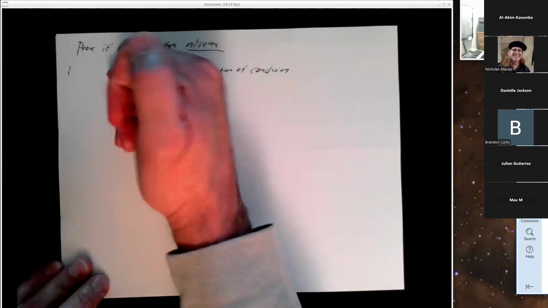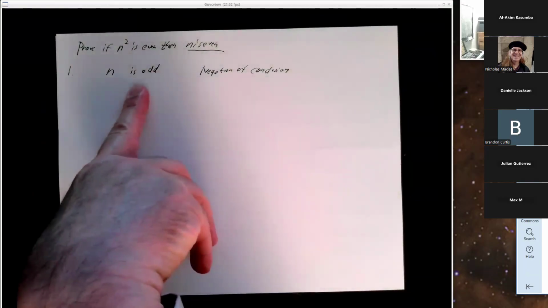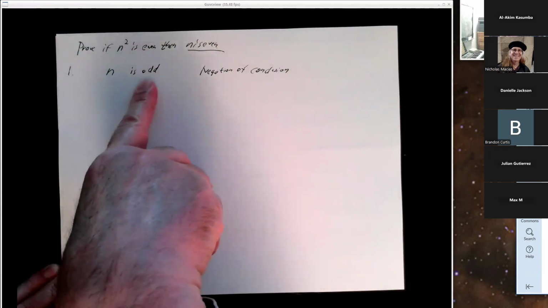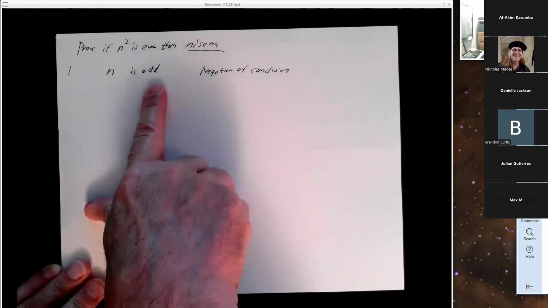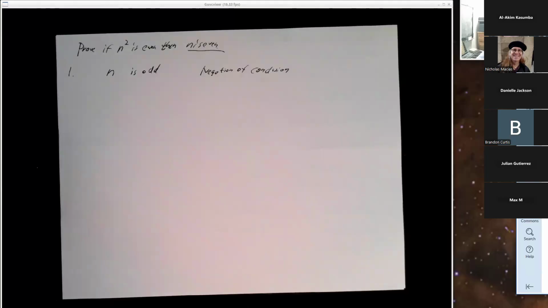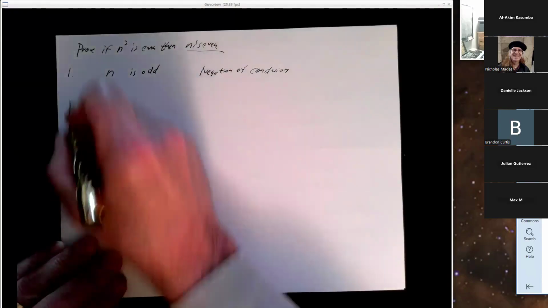Since everything else is coming after this, when I reach a contradiction, I can say this cannot be true, right? Because just by assuming that this was true, I found a contradiction. So this has got to be false. That's going to tell me since n is not odd, n's got to be even. So we start off with n is odd, and now we want to say something about n squared.